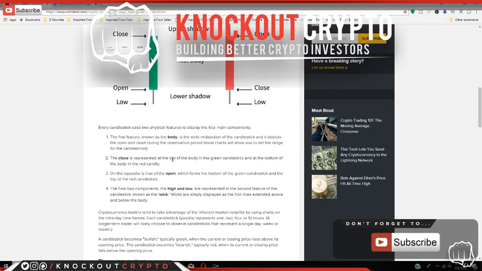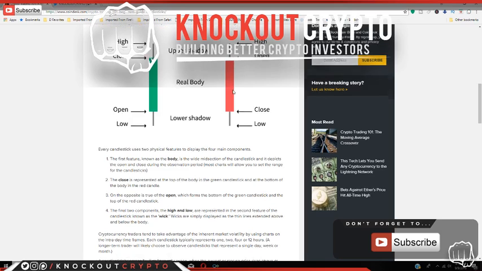The close is represented at the top of the body in the green candlestick and at the bottom of the body in the red. So you see the close here at the top, and the close here at the bottom in the red. The opposite is true of the open, which forms at the bottom of the green candlestick and at the top of the red candlestick.